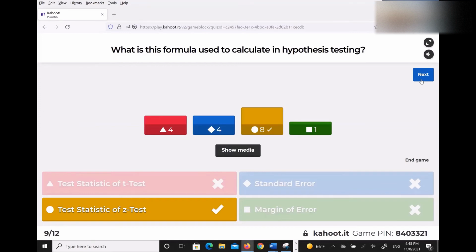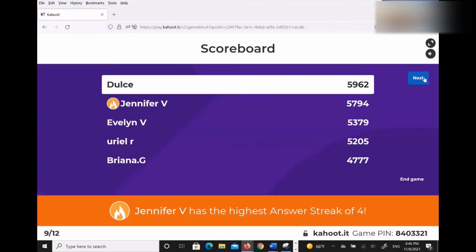All right, so that formula should be to calculate the test statistic of the z-test. When you see the letter z there, that means that it's for the test statistic of z-test. Okay, if you see the t, that means that it's gonna be for the what? The t-test. So you have to look at the letter t or z. Okay. All right, Jennifer is leading those, Evelyn, Kayla, Uriel.